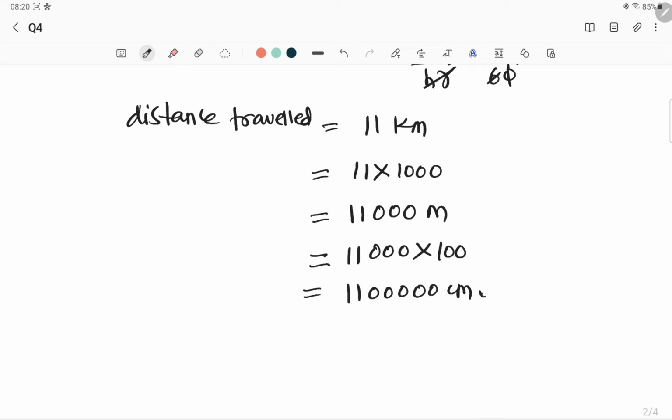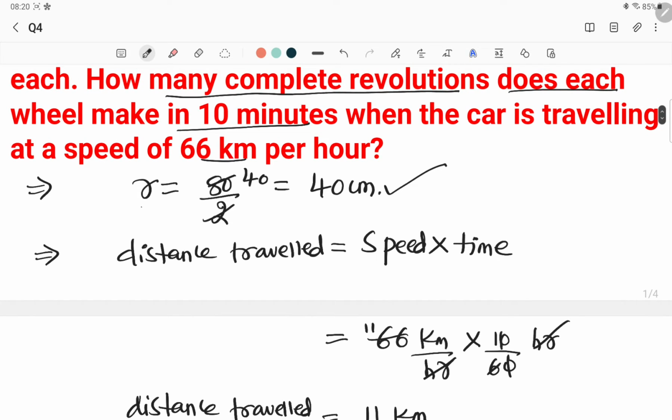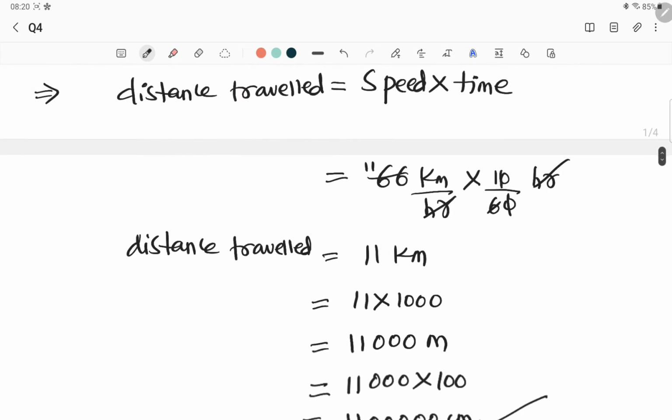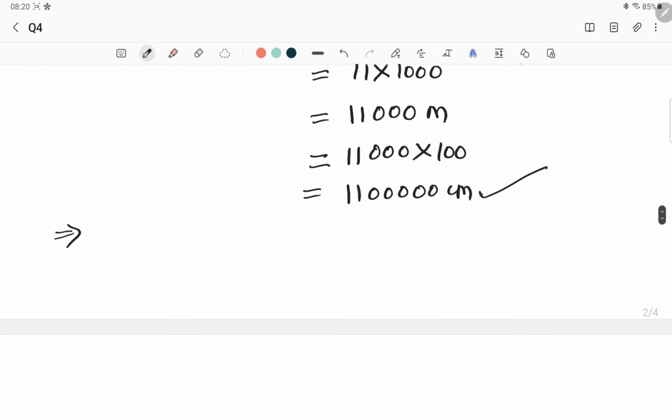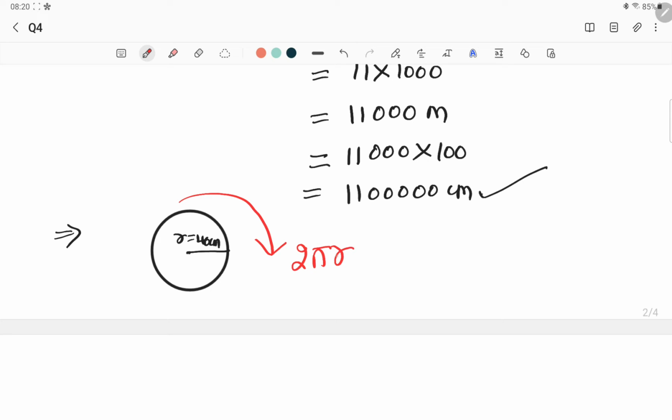All right. To cover this much distance in centimeter, this wheel with the radius 40 centimeter, how many revolutions does it have to make? How many times does it have to rotate? Now look at this. If you consider a wheel like this, and here is the radius of 40 centimeter. If it makes one complete revolution, how much distance will it cover? It will cover a distance of 2 pi r, right? That is the main question here.